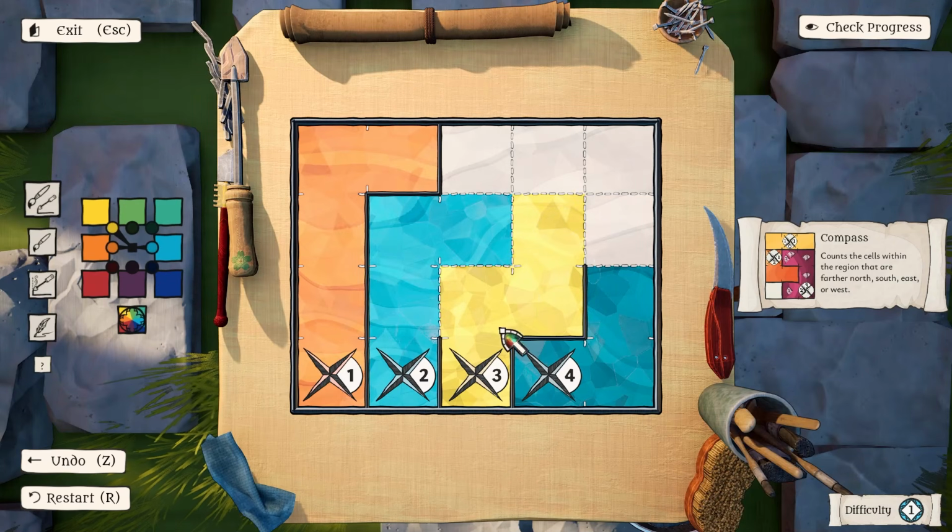You need 3. So you've got 2 right now. You need 4. So it's going to be those 4. 3, 2. Neat.